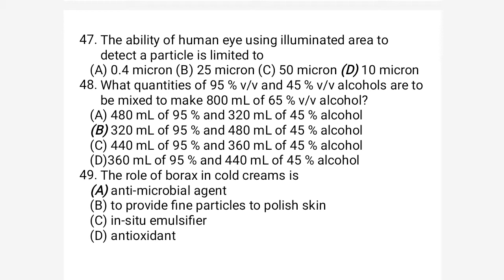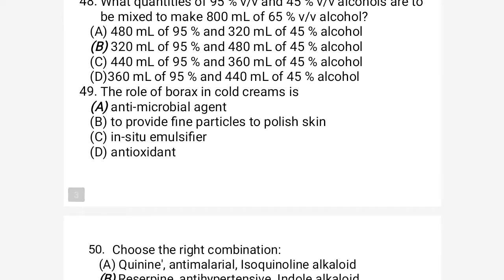Mathematically, we can check that more volume is required for the 45% alcohol. So option B would be the right answer: 320 ml of 95% alcohol and 480 ml of 45% alcohol have to be used. You can calculate it using the alligation method and find the correct option. It is an alligation method calculation question.